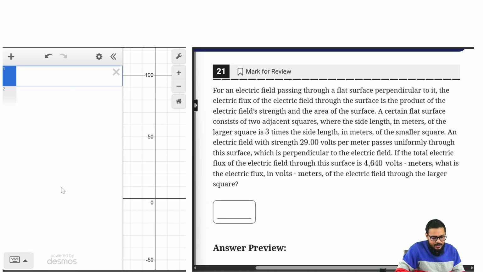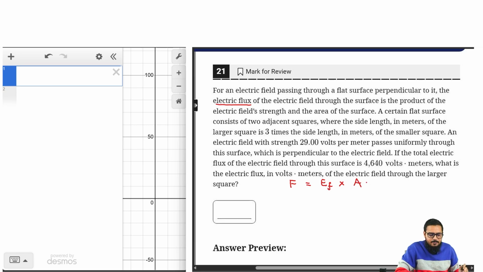For an electric field passing through a flat surface perpendicular to it, we have a lot of things over here. Electric flux is always equivalent to the product of the electric field's strength, so let's write electric field as EF, multiplied by the area of the surface. That's the formula I'm going to use in this question provided by the examiner.